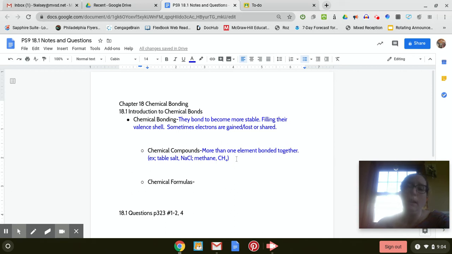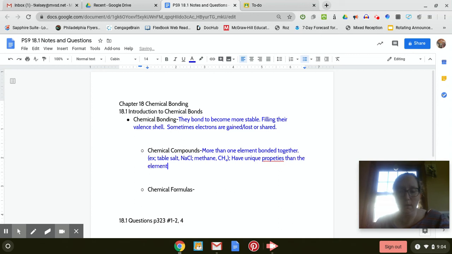Generally we call things with ionic bonds, which are the stealing or giving up of electrons, compounds. We have a different name for things that share, but compounds will work for both. Chemical compounds have unique properties than the elements that make them up.